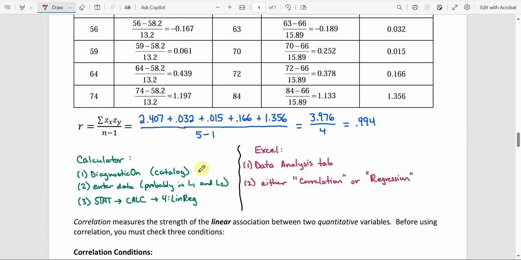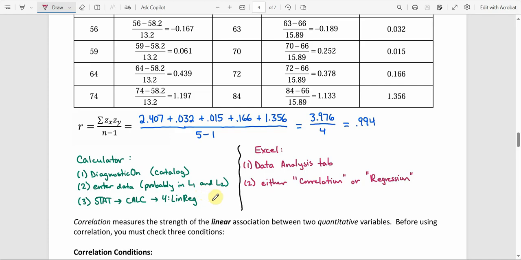Then enter the data, probably in L1 and L2, but wherever you've got open columns, that's where you're going to put the data, presumably. And then there are a couple of linear regression options in the calc menu. Either of those will give you the right correlation. The difference between the two is how they give you the linear model, which we're not quite there yet, but we will be shortly.